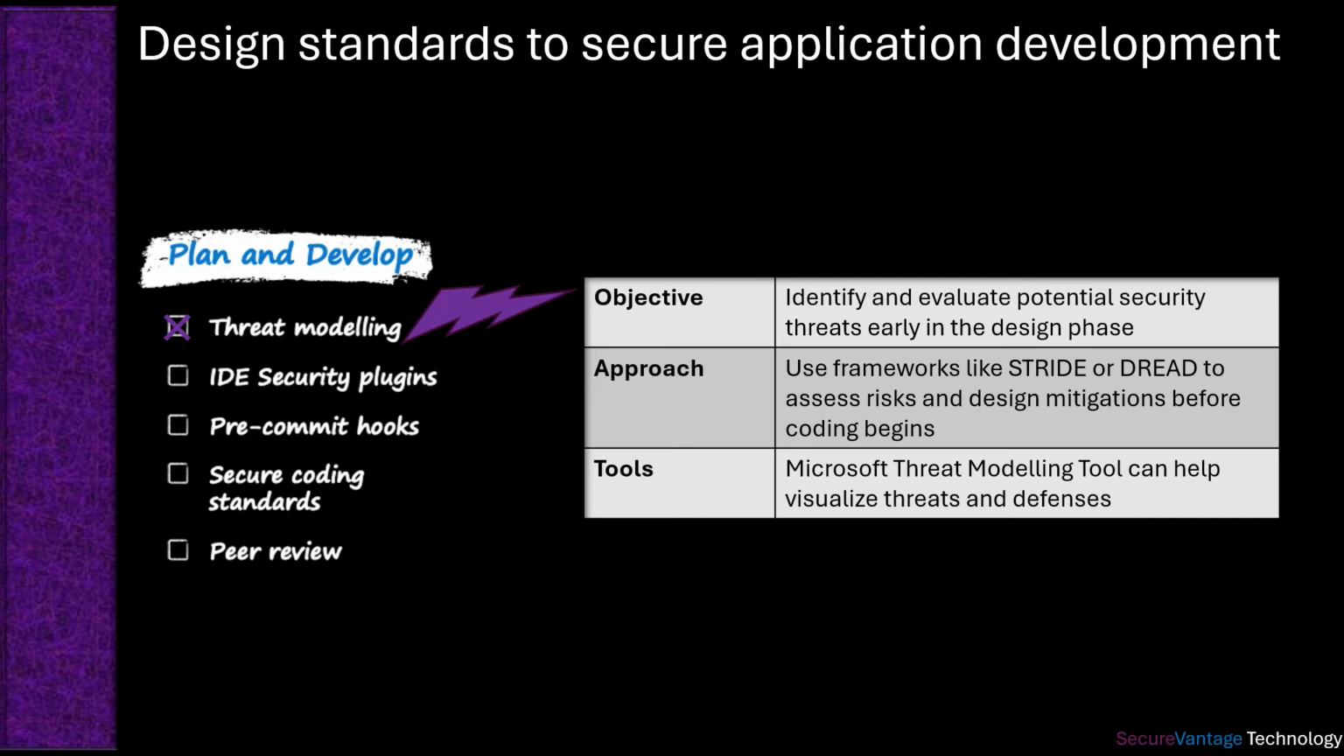Threat modeling objective is to identify and evaluate potential security threats early in the design phase itself. You might plan to use frameworks like STRIDE or DREAD to assess risk and design mitigations before coding begins. And you may end up using tools such as Microsoft Threat Modeling Tool. This tool can help visualize threats and defenses.